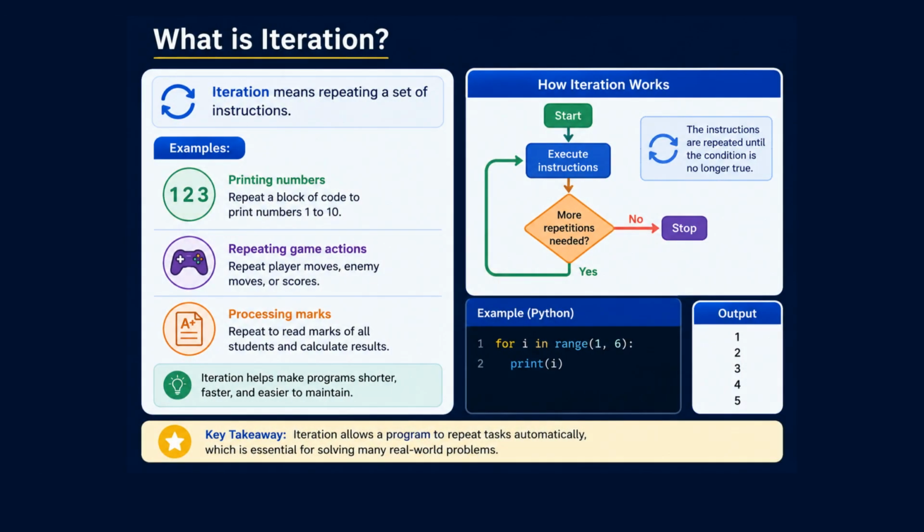Here, we can see a Python example. The for loop repeats 5 times using range 1 to 6. Each time, the value of i is printed on the screen. The output becomes 1, 2, 3, 4, and 5. The key takeaway is this: iteration helps programs repeat tasks automatically, making programs faster, shorter, and easier to maintain.